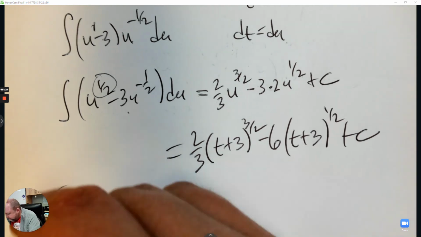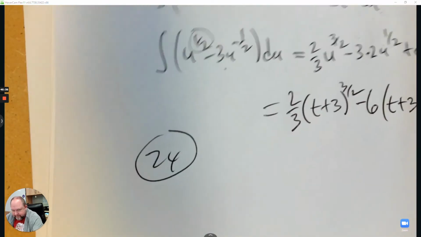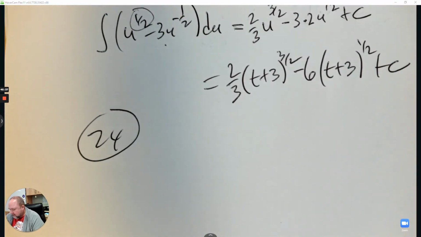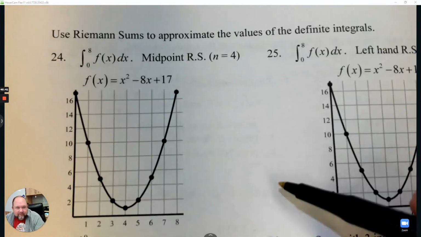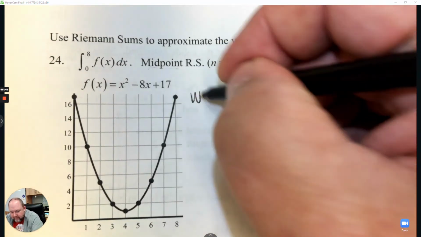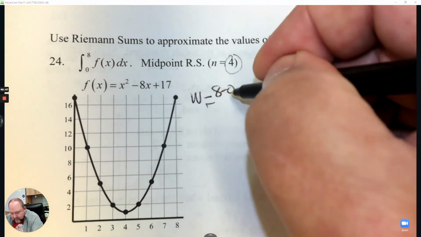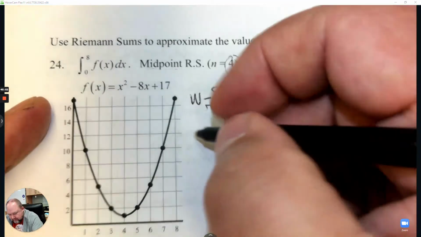All right, 24. Turn the page. Last page of your homework. A Riemann sum. Remember that? He gives you a graph even, so that's nice. So how many rectangles? And it's a midpoint. So step 1 is to find the width. So that's the top, subtract the bottom, divided by how many you have. So the width of each one is 2.